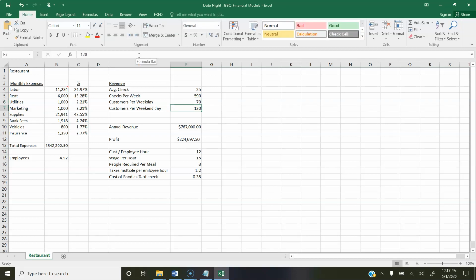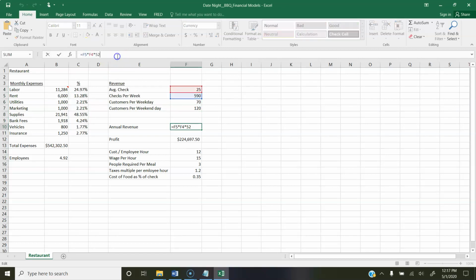And then on weekends, where people aren't working and they have more free time, maybe you're more likely to get customers coming out to eat. So we might have 120 customers on a weekend day. All right. Now, to figure out our revenue, we're going to have to determine our checks per week. So checks per week are based on 2 weekend days and 5 weekdays during the week. So that gives us 590 checks per week at $25 per check.